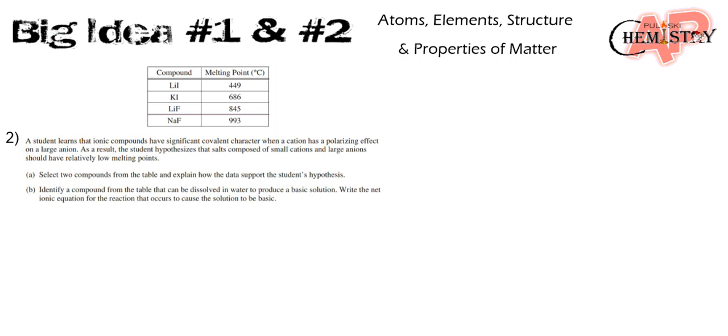So a student learns that ionic compounds have significant covalent character when a cation has a polarizing effect on a large anion. As a result, the student hypothesizes, so they don't know, they're coming up with a theory, that salts composed of small cations and large anions should have relatively low melting points. That's what they're saying. So if I have small cations, large anions, I have lower melting points. A, select 2 compounds from the table that explain how the data supports the student's hypothesis.